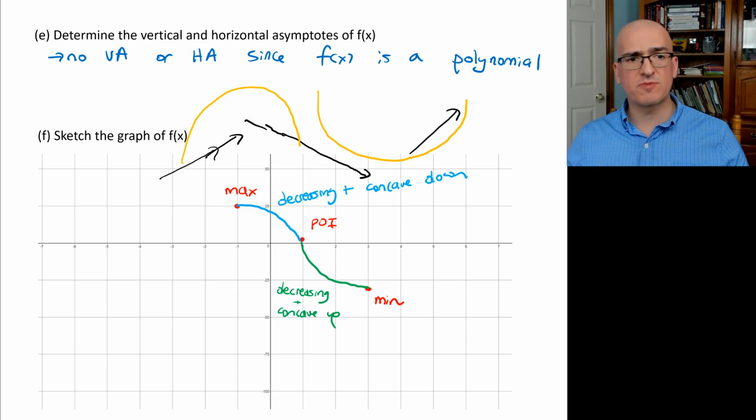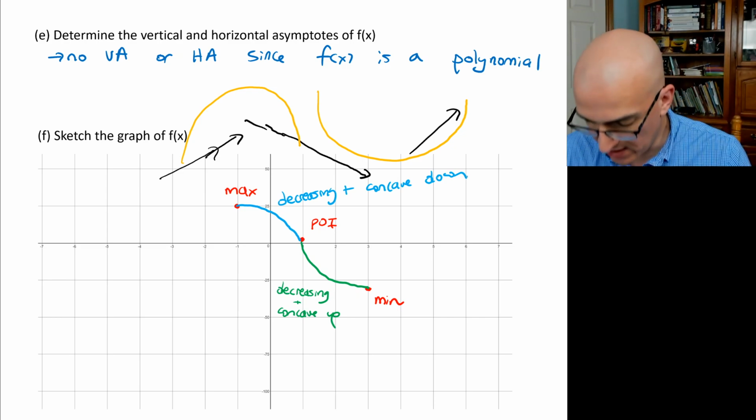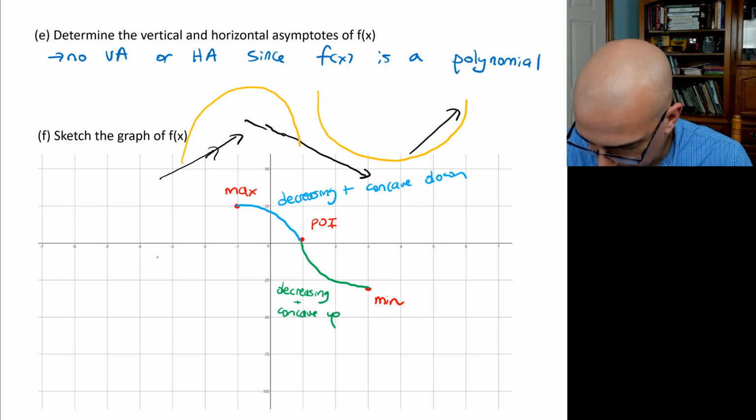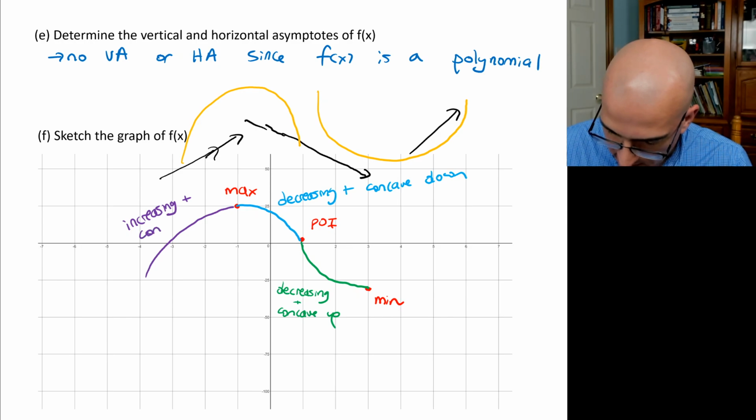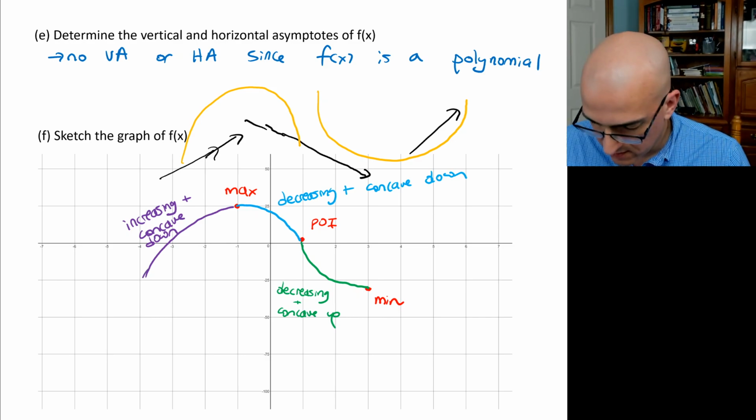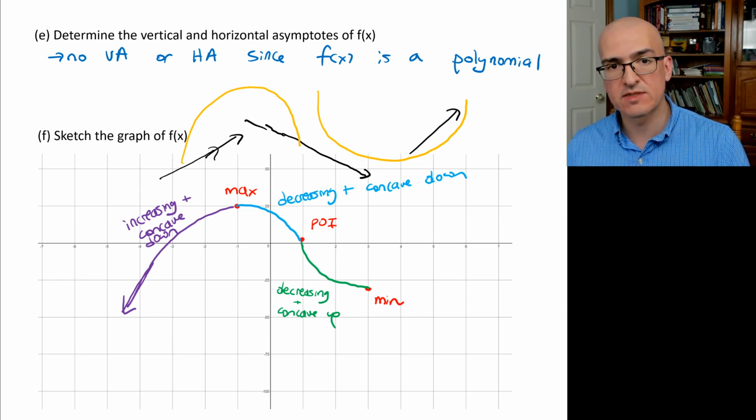Okay, so we connected the dots, but we have to figure out what's happening to the left and right of those points. To the left of the max, the function is increasing and concave down, so I'm going to draw that. So increasing plus concave down. And it goes down forever. It doesn't come back up because there's no other min off to the left. We know it doesn't curve back up from the non-existence of any other minima.